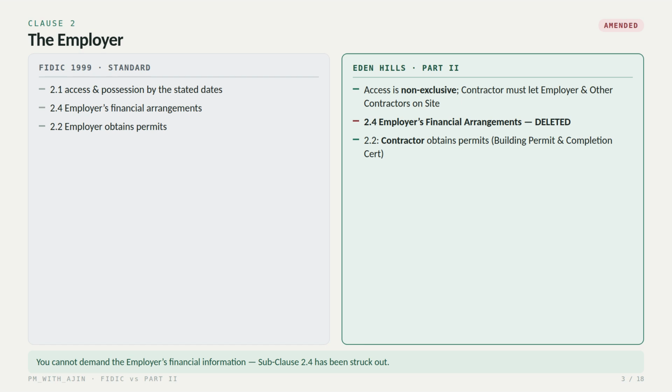Clause 2 The employer. The standard form gives access and possession by the stated dates, and subclause 2.4 lets the contractor request the employer's financial arrangements. But here 2.4 is deleted entirely, so you cannot demand proof that the employer can pay. Access is also made non-exclusive. The contractor must let the employer and other contractors onto the site, and the contractor, not the employer, is responsible for obtaining the building permits.